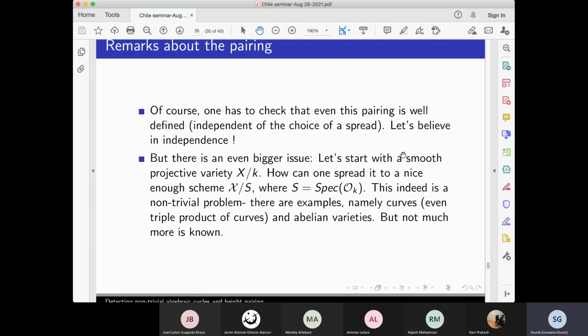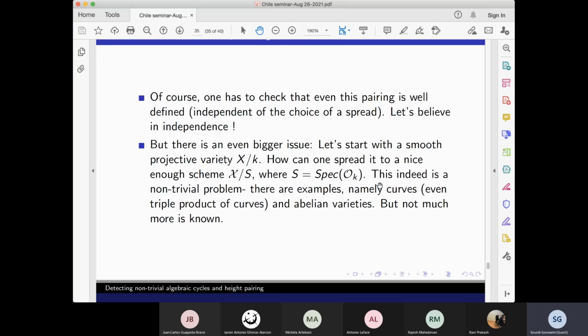And this is the remark that, of course, one has to check that this pairing is well defined. And further, the bigger issue is that given a smooth projective variety, one doesn't know whether one can spread it to a nice enough scheme. So that's the bigger problem, even before defining such a pairing.